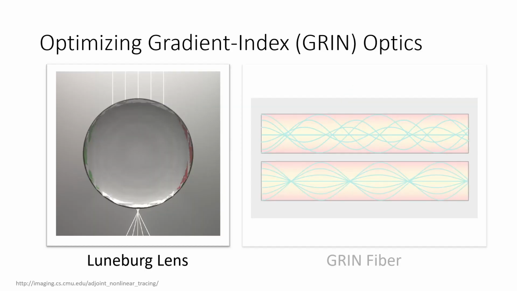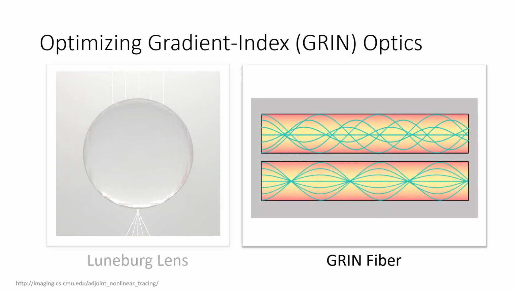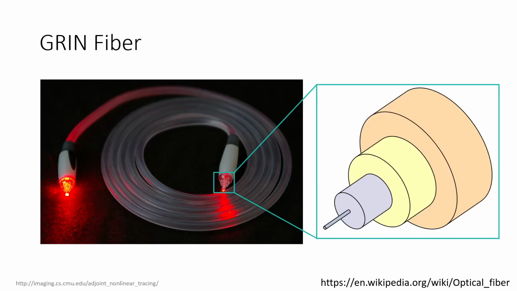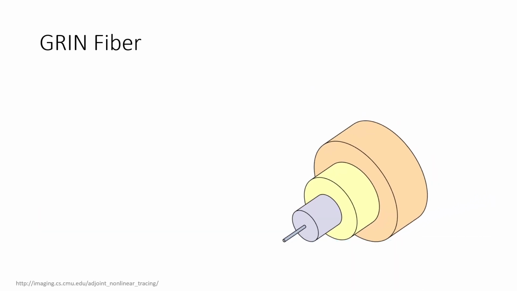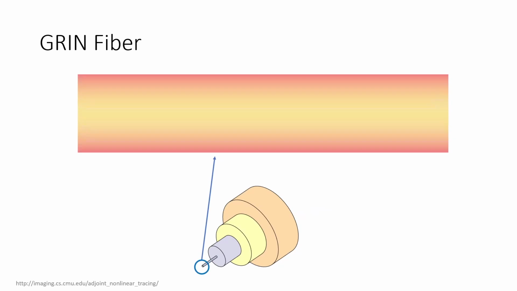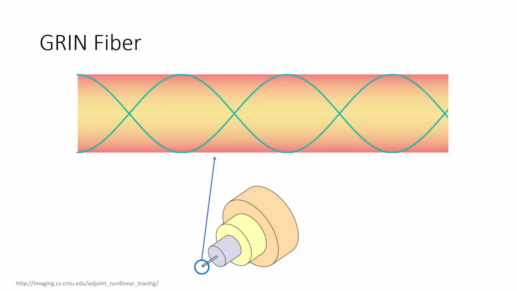Next, I show a setting where our optimization procedure can be applied to improve performance rather than just replicating an existing lens. In fiber optics, fibers are designed to transmit light between 2 points, and in the center of these fibers is a core that uses gradient index material. A common profile for GRIN fibers is the parabolic profile. In it, light travels along sinusoidal paths.